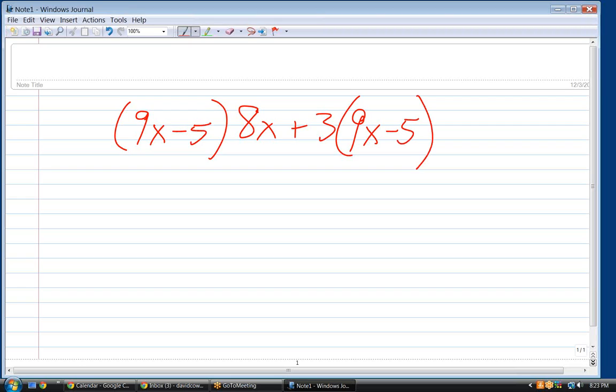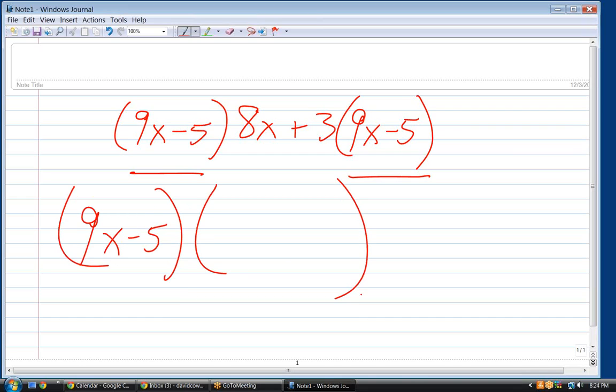Your whole life you've factored out monomial terms, right? Single terms only. You can factor out binomial terms. In other words, all factoring is dividing both terms by a number. So notice that there's a 9x minus 5 there and a 9x minus 5 there. Let's factor out a 9x minus 5. What is left? Now remember, when you factor, all you do is you divide that term by the factor. So what's left?